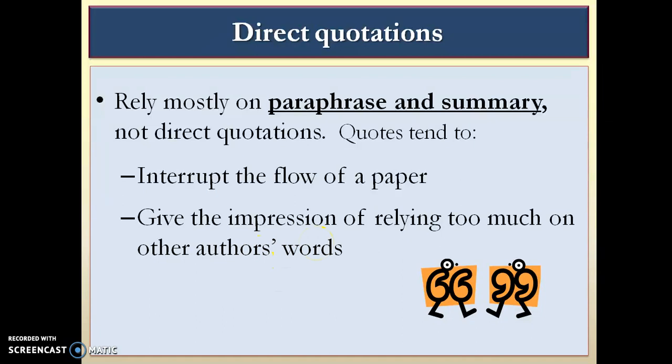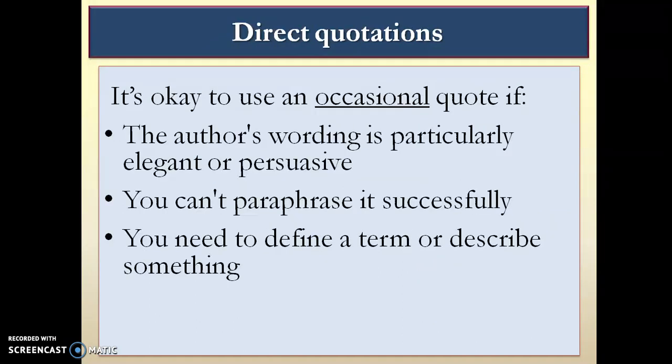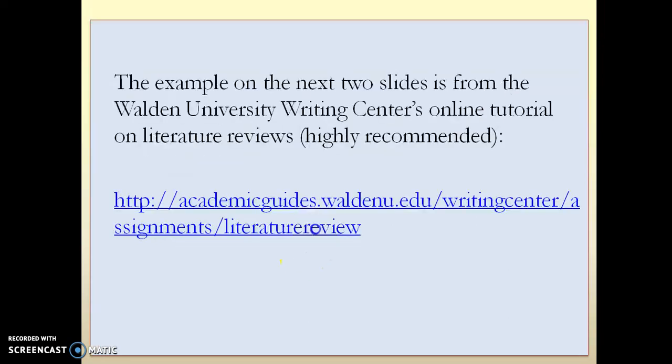I would say a good rule of thumb is no more than one quotation per page, and I would even argue that that's probably a little too much. It's okay to use a quote occasionally. It's okay to use quotes, for example, if the author's wording is just especially elegant or persuasive. You can't imagine you could say it as well. If you try to paraphrase it and you can't quite do it, sometimes some sentences are more difficult to paraphrase than others. Sometimes quotes are good if you need to define a term, or if you need a description of something. So those are a few examples of times when it's okay to use a quote, and it's really okay anytime as long as you don't use them too often.